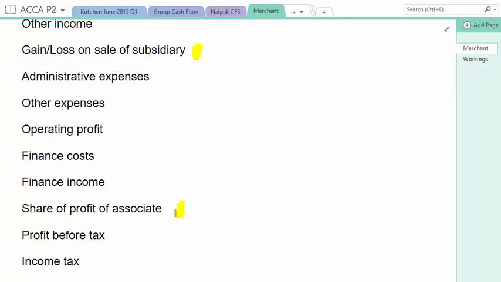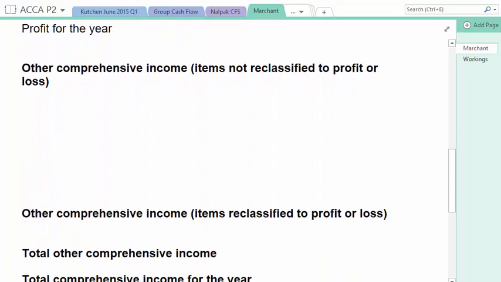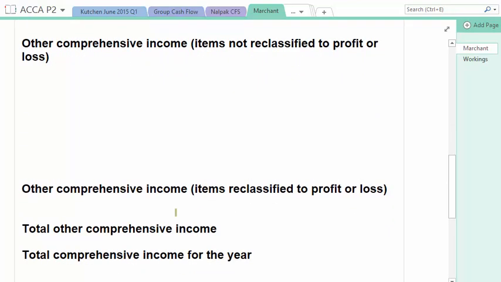Certainly in the exam, my advice to you is to write on every second or third line when setting out your pro formas, because you're never quite sure whether you need to include additional items. What was quite significant in this question was that we have other comprehensive income items as well. Strictly, you should separate them between items which are not going to be reclassified to profit or loss and items which will be reclassified to profit or loss, but frankly, in the exam, I don't think many people would do that.